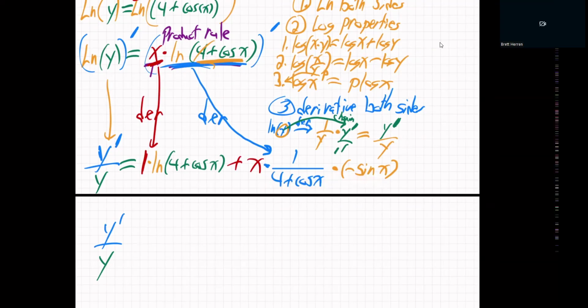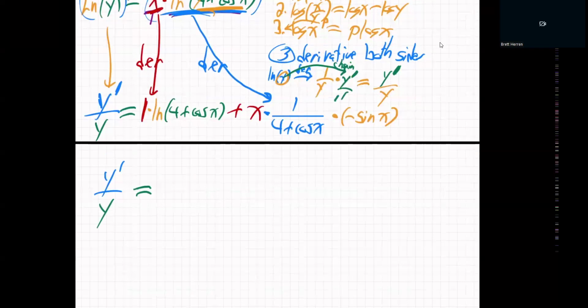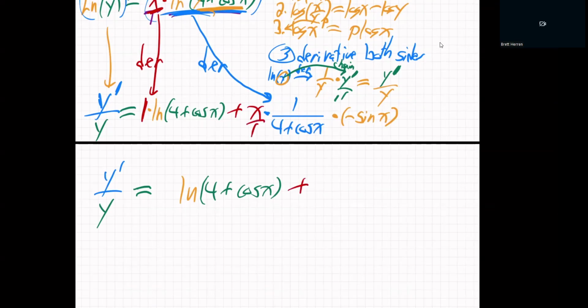All right, let's keep cleaning up here. This is just going to be ln of 4 plus cosine x, plus, now this x is over 1, so these guys both go to the top, and one of them is negative. So it's going to end up minus, and then a bar. On top will be x sine x, on the bottom 4 plus cosine x.